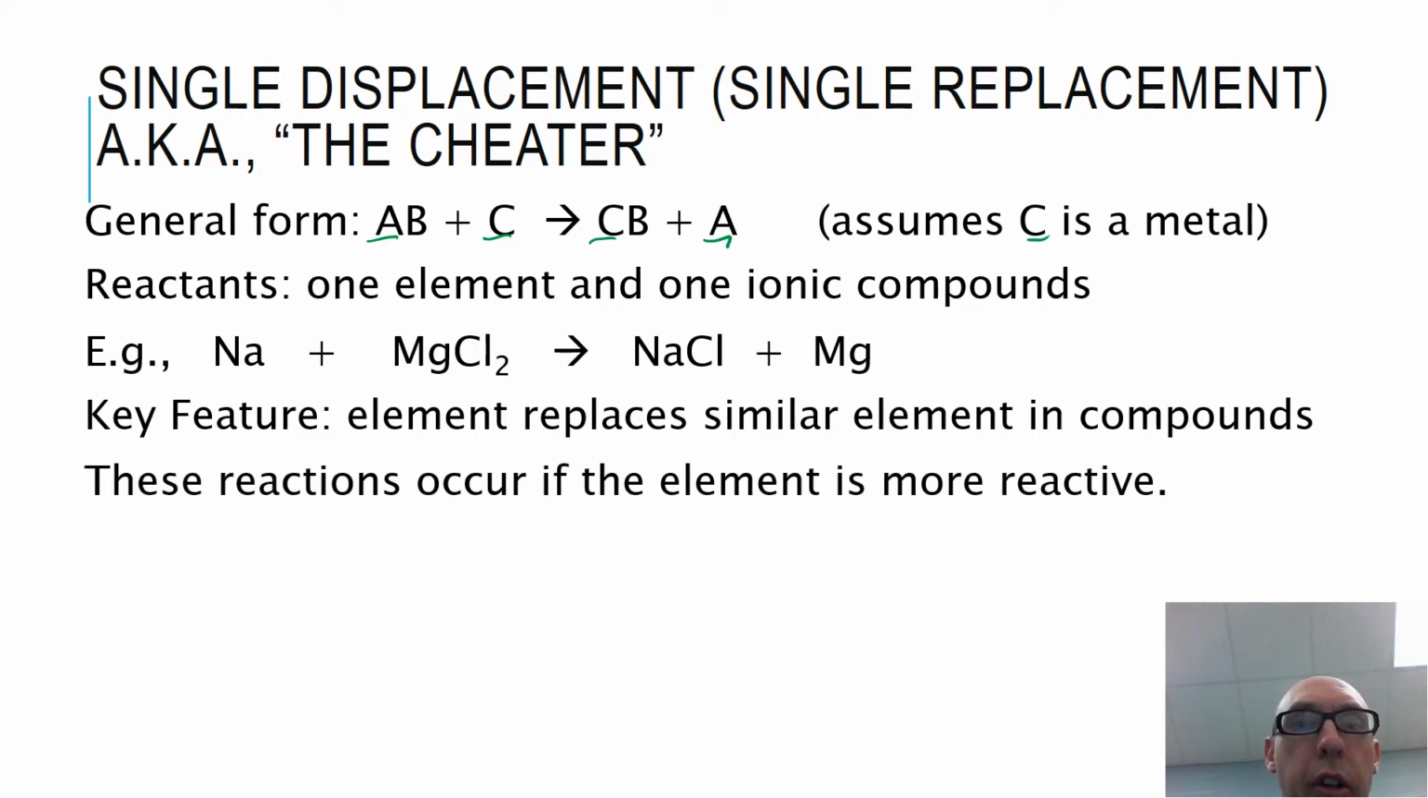The reactions are only going to actually occur if the element that's being added separately, that C from that general form, is more reactive than the metal that's in the compound. And that's a detail that we're going to go into in more detail in your grade 11 chemistry class when we talk about the activity series.